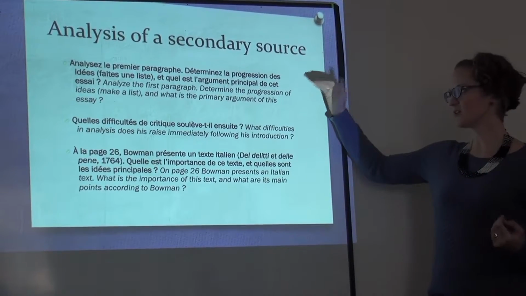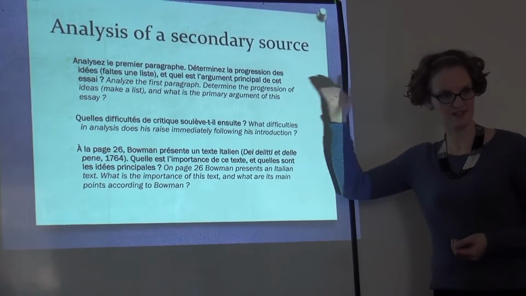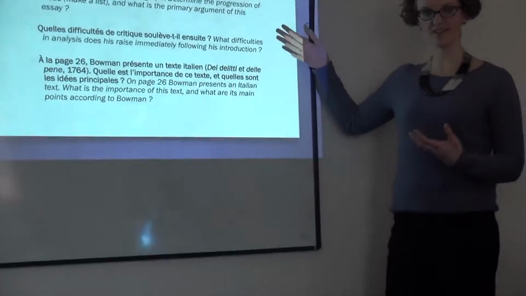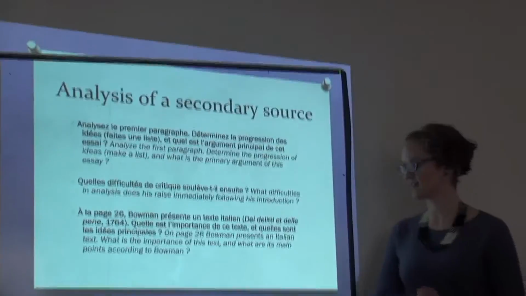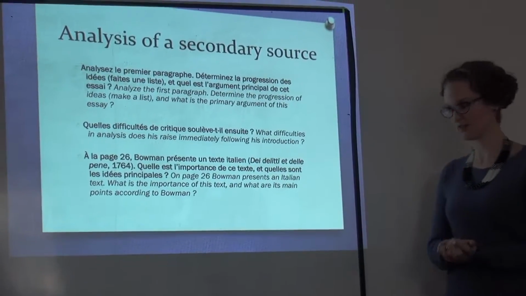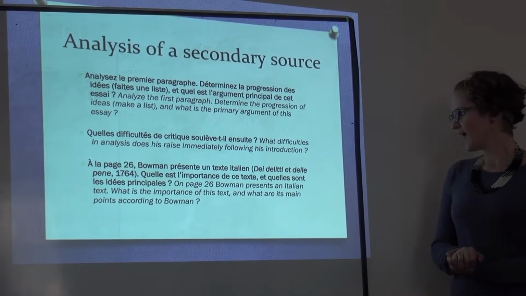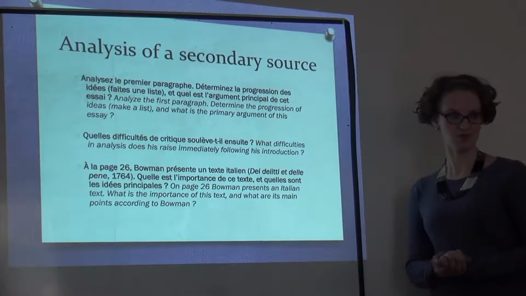So I have them start by looking at the first paragraph, establishing the argument, how the author gets to this argument, and then moving forward, because the author actually brings in some difficulties of critique, all sorts of difficulties that come up when analyzing this material. So then he presents the problems and how he solved them. And then he moves into sources. And so I ask students to identify the types of sources.